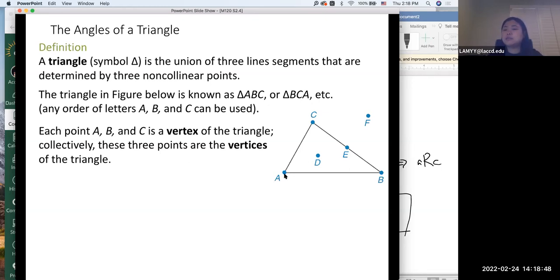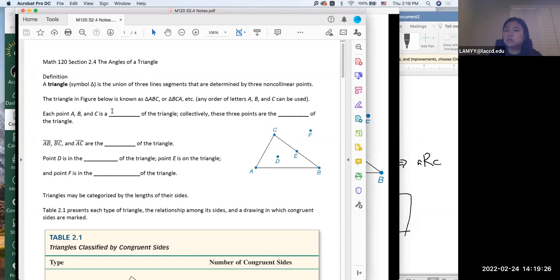How about these line segments? AB, AC, and BC. These 3 lines will be the sides of the triangle. Okay, the sides of the triangle. Write it down on the notes, okay? The notes here are missing.